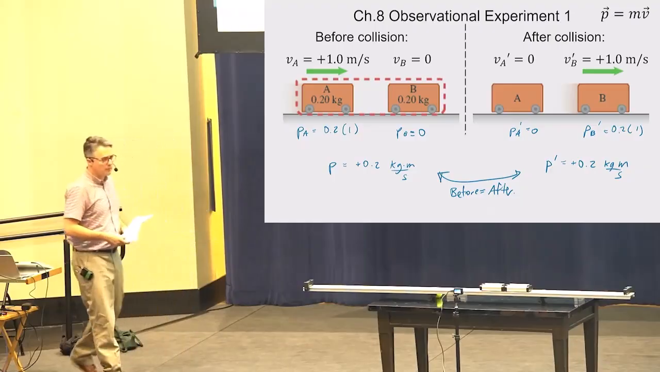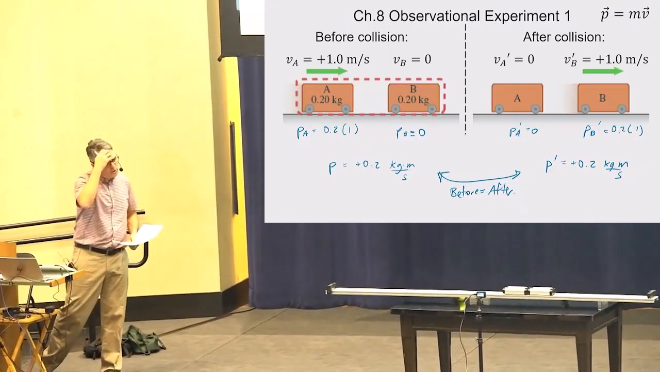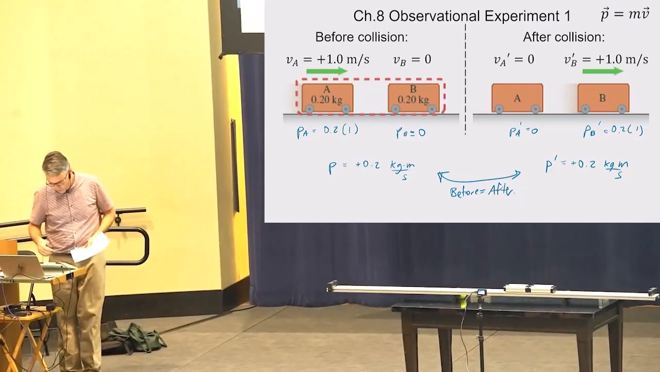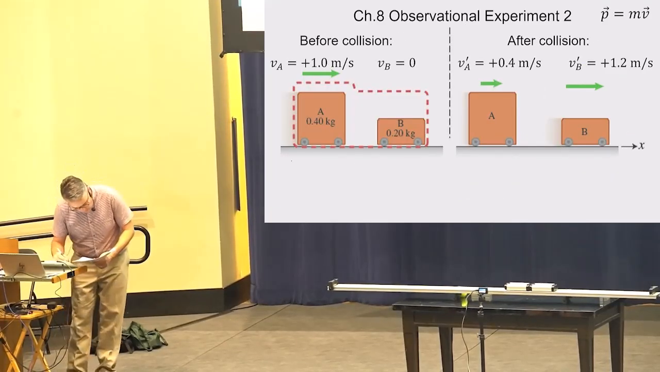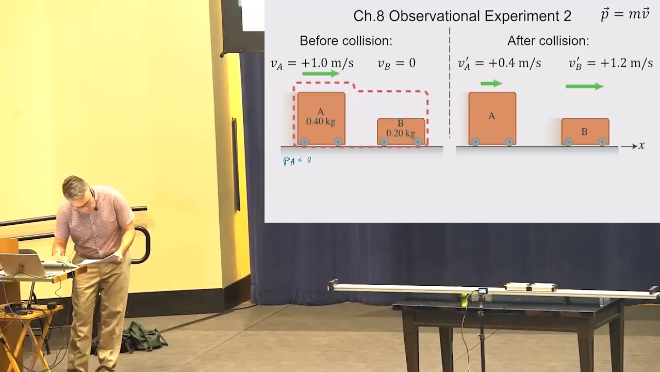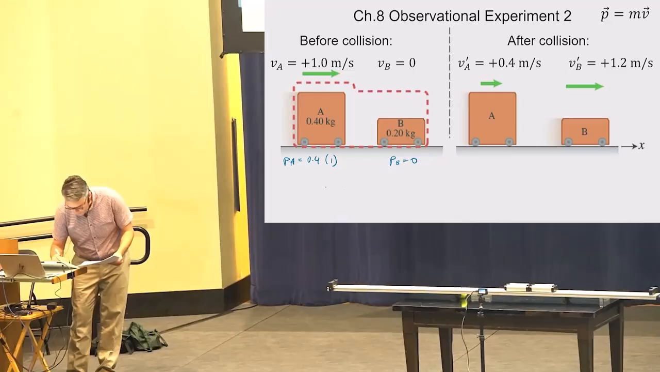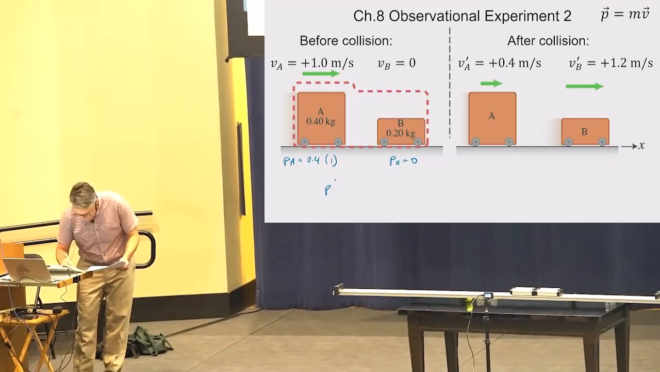That's a property of elastic collisions. You've got momentum conservation and also kinetic energy conservation. But if the masses are different, then something different happens. So here, I've got to keep track of it. PA is equal to 0.4 times 1, and PB is equal to 0. So it's easy to find without the prime.